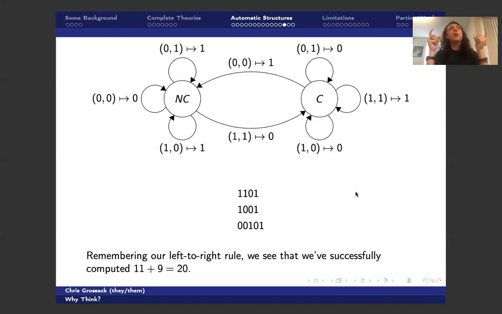So, a brief guide for how to decide the theory of an automatic structure. So what you do is, if you have some question, here's what you do.